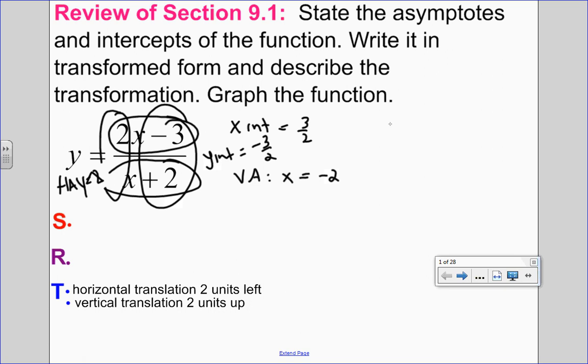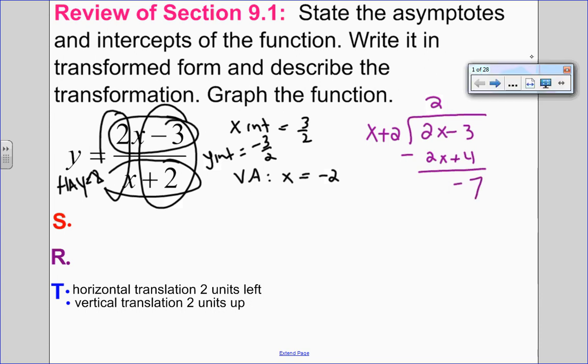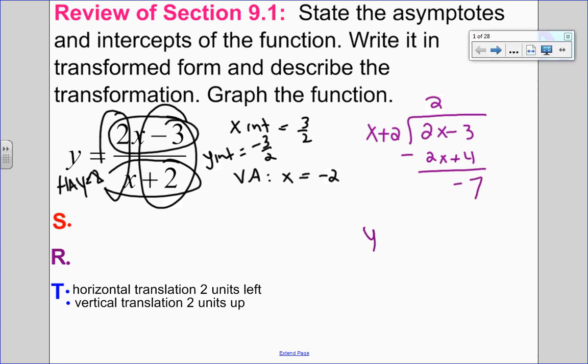So I'm going to use long division to write this in transformed form. So x plus 2 into 2x minus 3. So 2x divided by x is 2. Multiply them together and I get 2x plus 4. And then subtract. 2x take away 2x is 0. -3 take away 4 is -7. So I know that this equation is going to be 2 and subtract the remainder 7, because it's negative, out of x plus 2, or write it as -7 over x plus 2, plus 2.